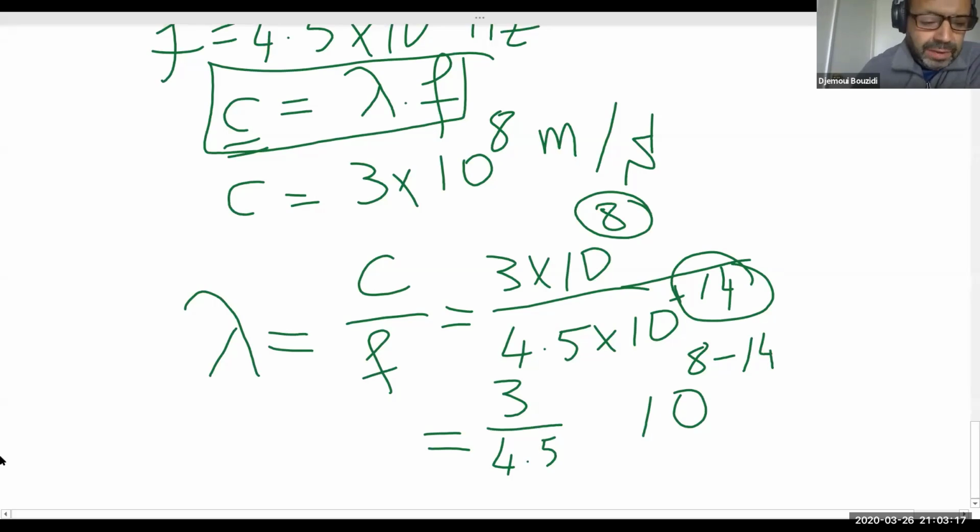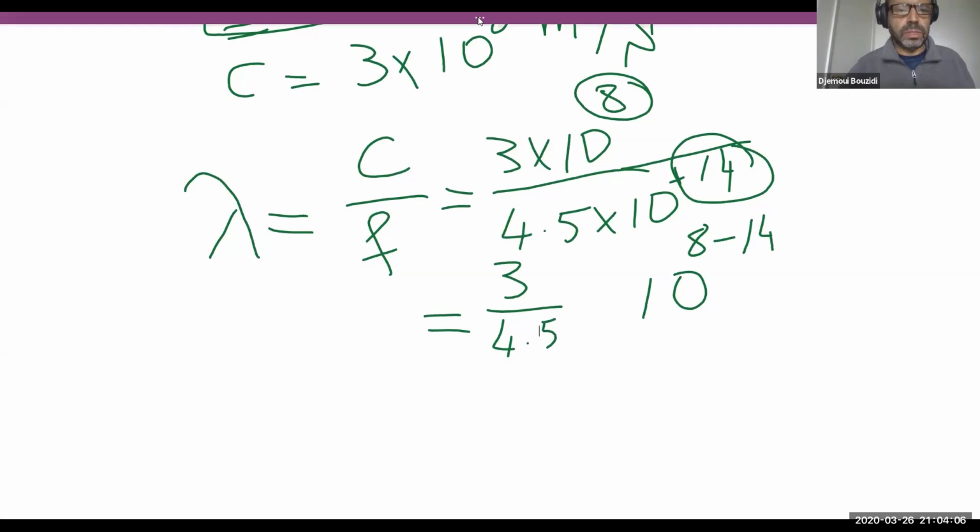3/4.5. I have it on my computer calculator. If you have a calculator, that should be fine too. If not, any software that does a calculation for you to give you what 3/4.5 is. Should be, if I have my calculator here, what is it? 3/4.5. 0.6667 basically. Usually we stop at 3 sig figs.